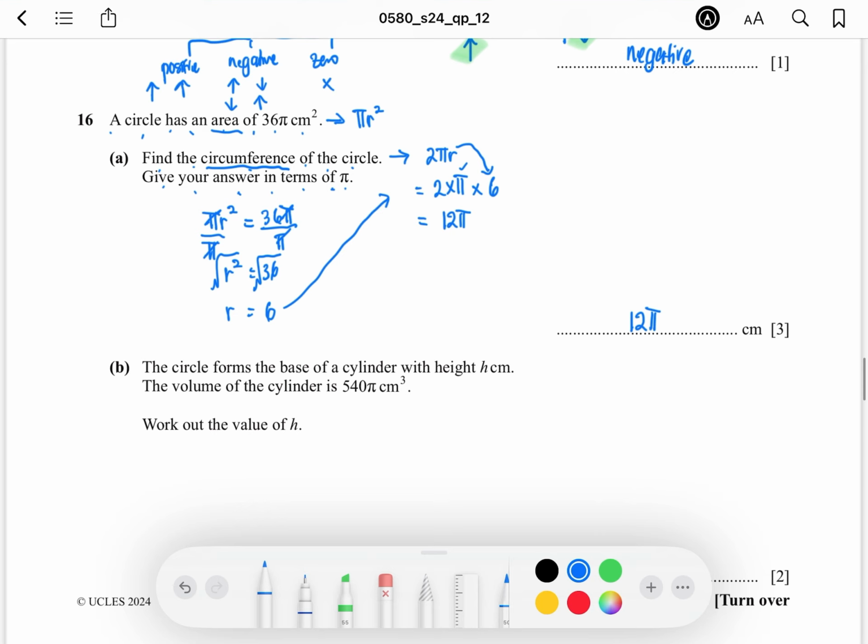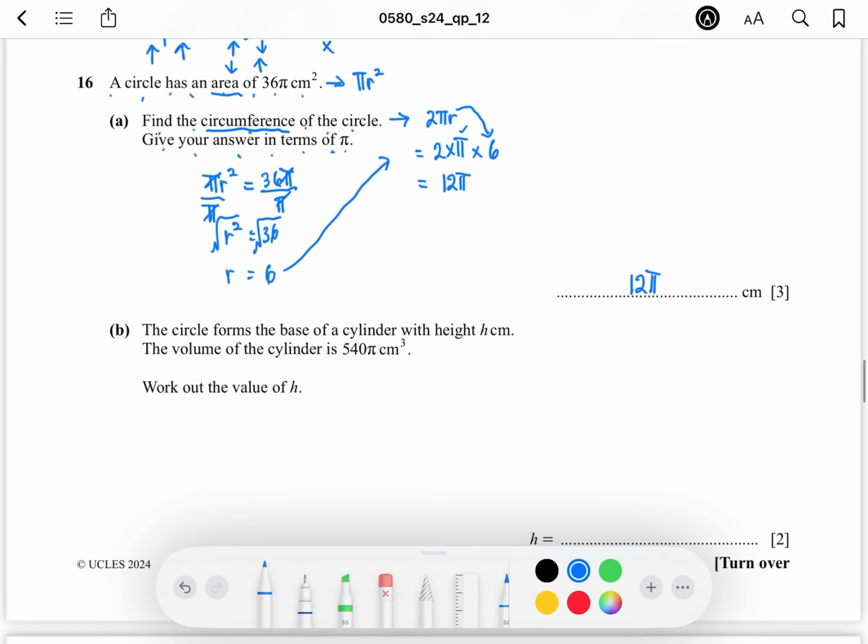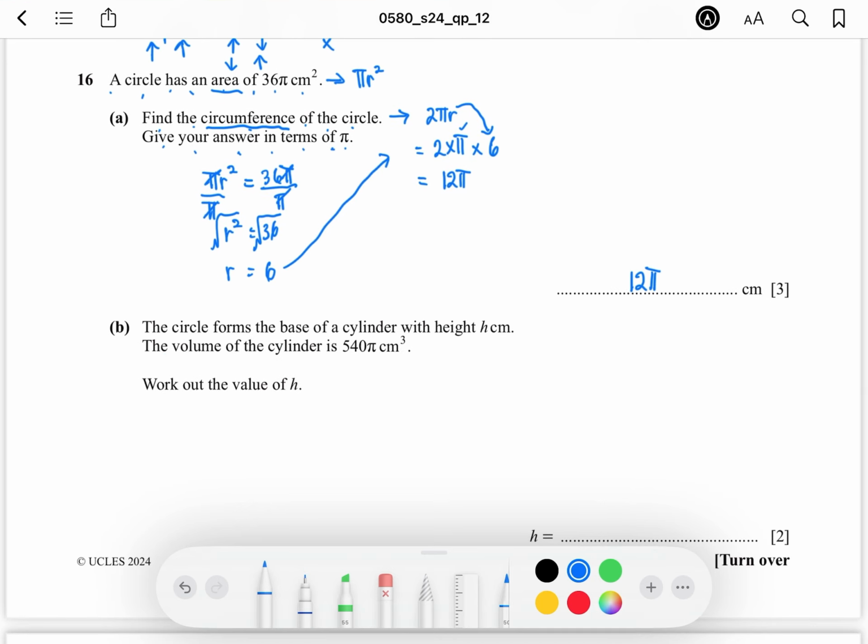The circle forms the base of a cylinder with height h centimeter. The volume of the cylinder is 540 pi centimeter cube. Work out the value of h. This is a cylinder. So it is very encouraged for you to draw a cylinder. Cylinder like a tin can. So that's the cylinder.